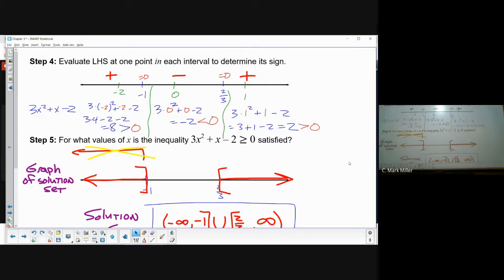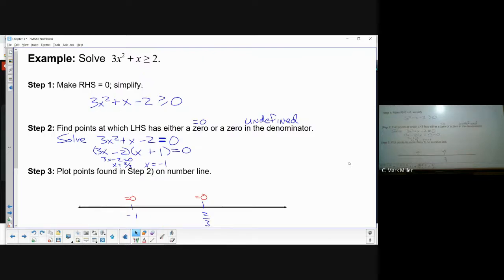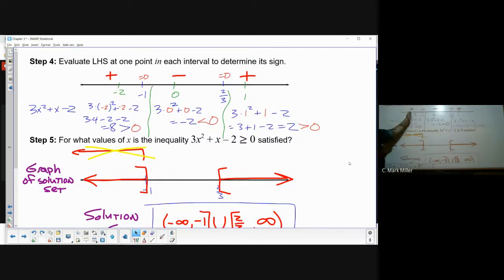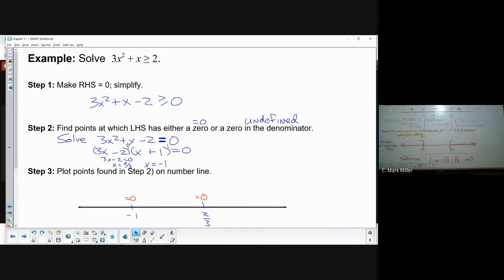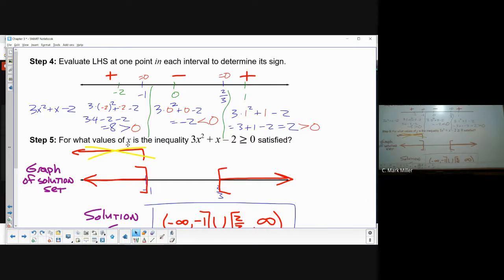All right, so the process is you find places that it can change signs, which is in step 2. You mark those places on your number line, step 3. These are places that it can change signs. It may not, but it can. It did in this case. You pick a point from each of those intervals. And once again, since these 2 factors are both to the first power, you expect it to change signs at both of those points. And it did. So you pick a point within each interval, plug the point into our expression over here. You got positive, negative, positive.